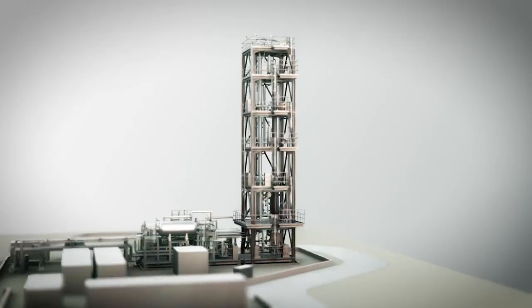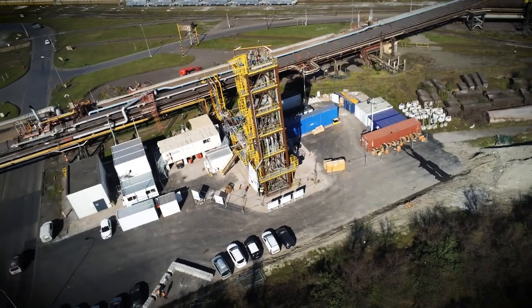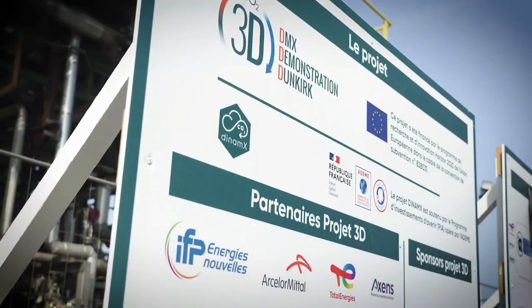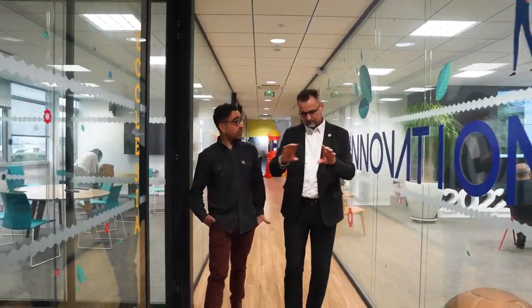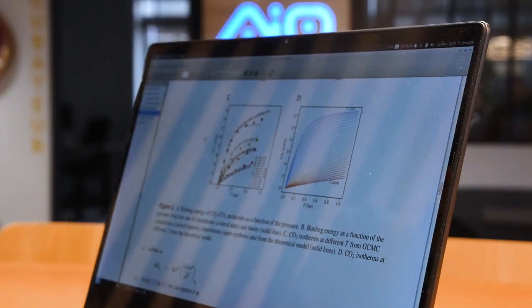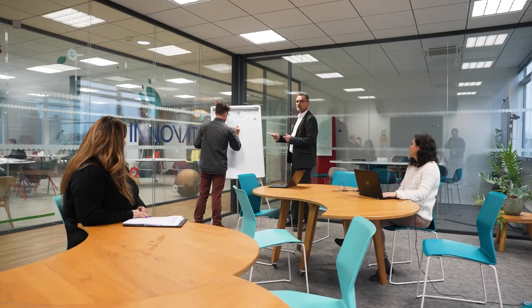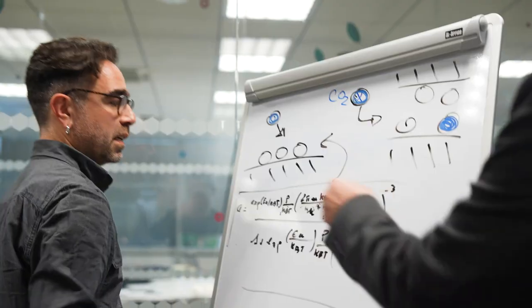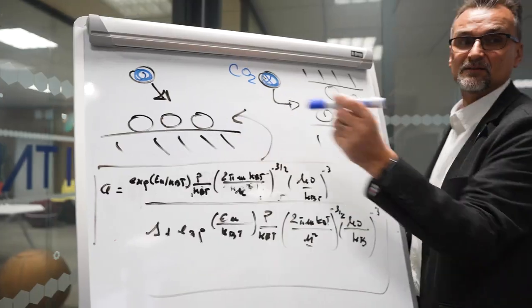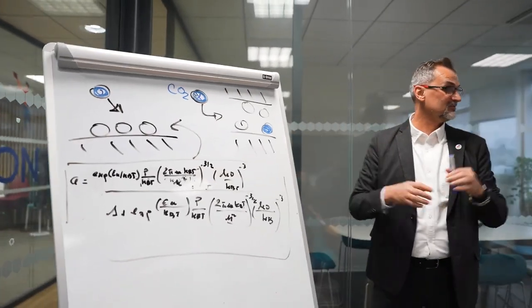Today, we're looking at higher technology readiness level areas, and we have a very nice demonstration project working with ArcelorMittal in Dunkirk. But equally, we are developing low technology readiness level projects. This would be, for example, the development of new materials. In TotalEnergies, we are working on the three aspects, trying to find the optimal between the best material, the best way to contact it, and the best process.